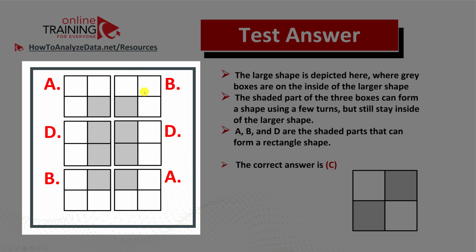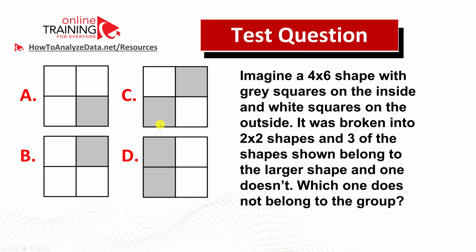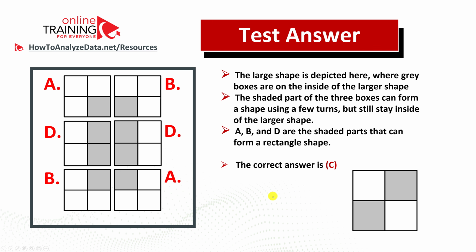Choices B are in the opposite corners, and choices D are in the middle. But what you see is that choice C is not represented here anywhere. So the correct answer here is choice C. Let's recap.